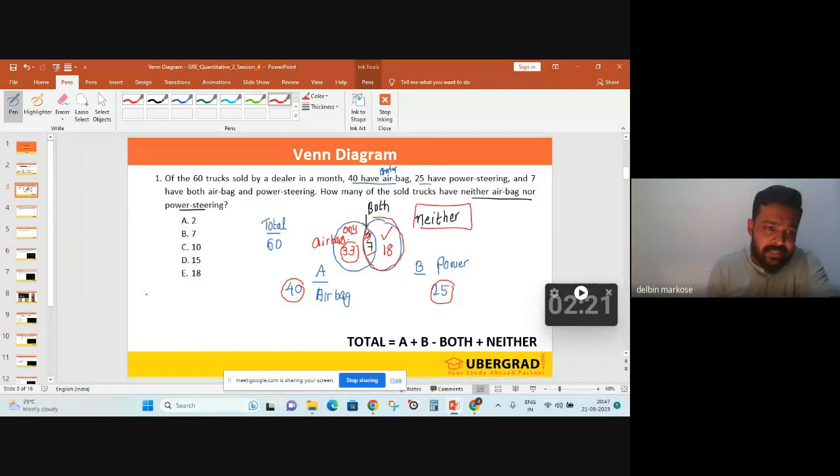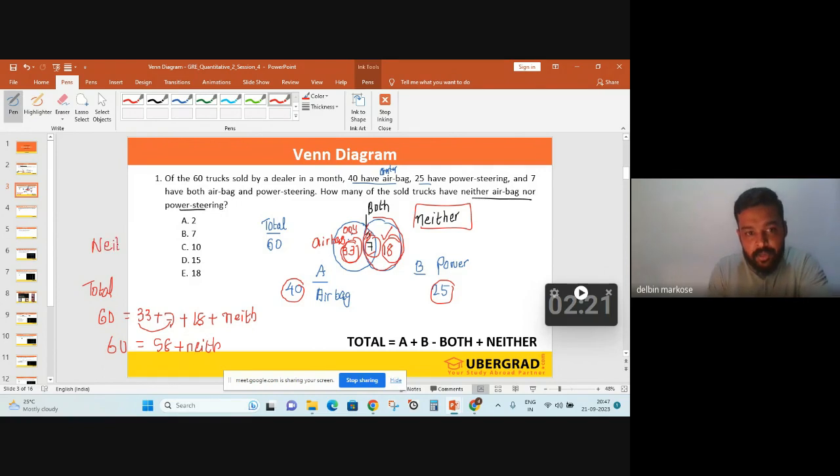There are different ways you can say it. The total you have to get is 60. That will be equal to only airbag, that's 33, plus both, that's 7, plus this category, that's 18, plus neither. So if I solve it, 40 plus 18 is 58. So 60 equals 58 plus neither. You can say that neither will be just 2.